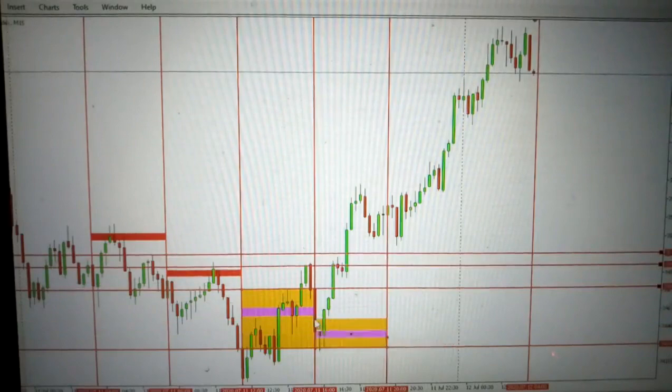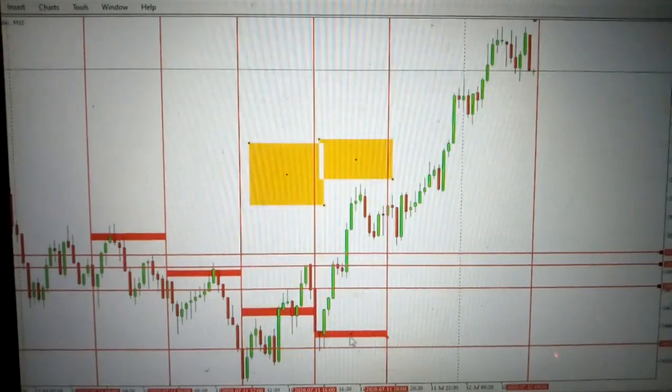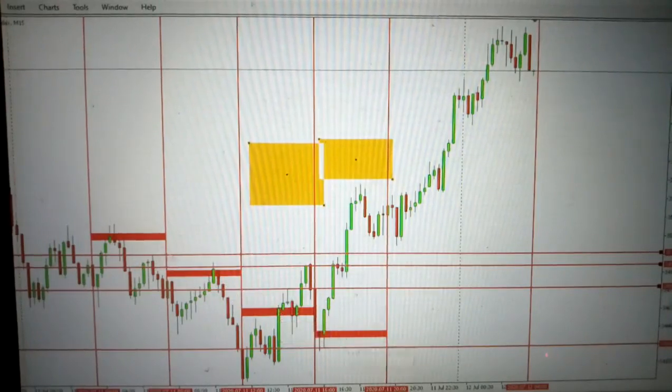That's where my support zone should be. Let me remove the shape that I do not need. Okay, now I have a resistance, another resistance, then a final resistance, then I now have a support here. Three resistances showing a descent.